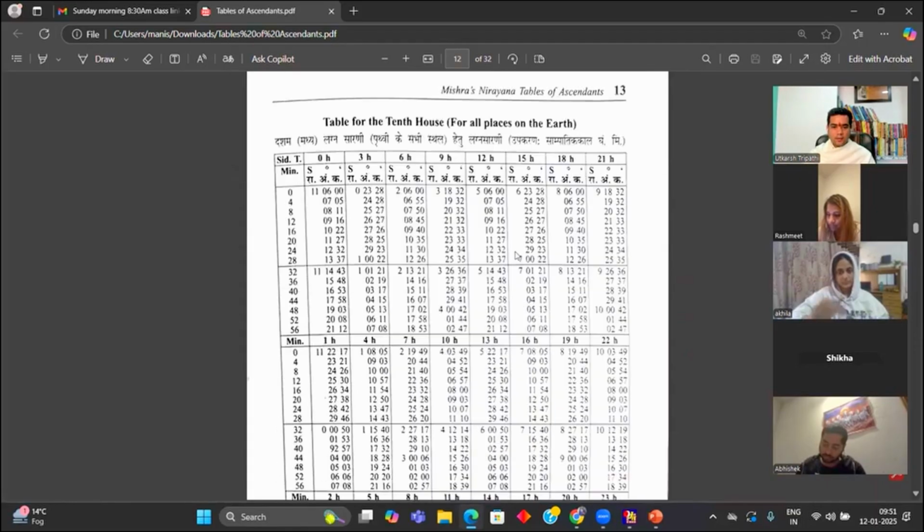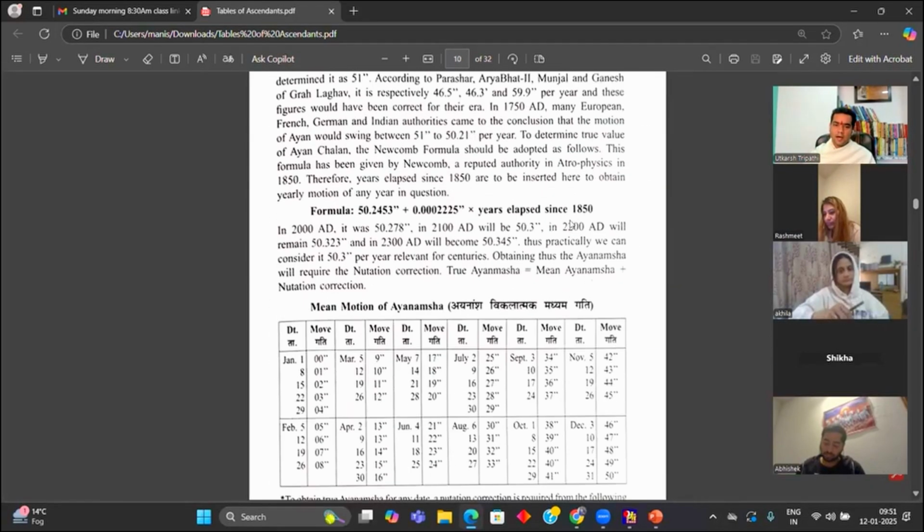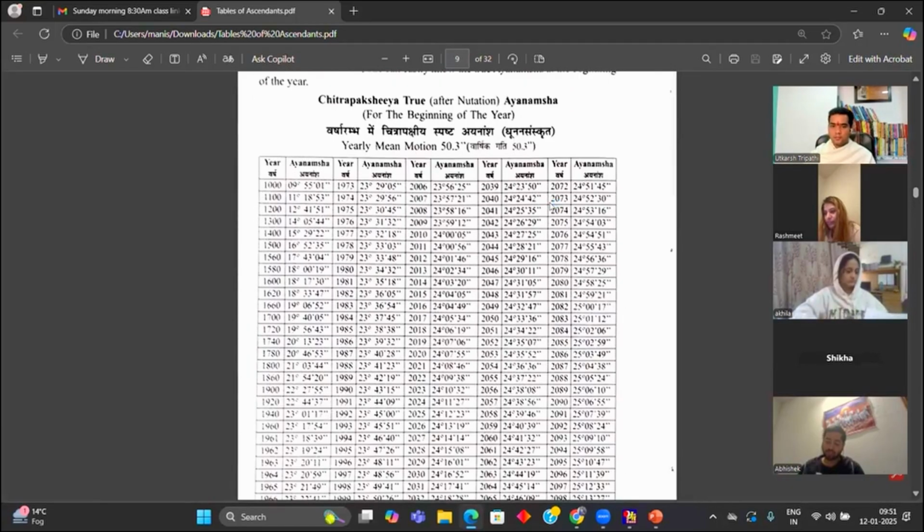Is it clear now for everybody? Till this point, it is clear. Okay, so that's the basic understanding of what we need to do as a correction. But these corrections are variable, not everybody is using the same.